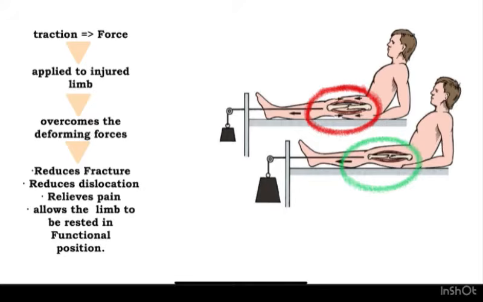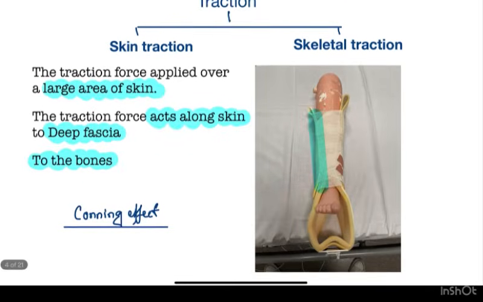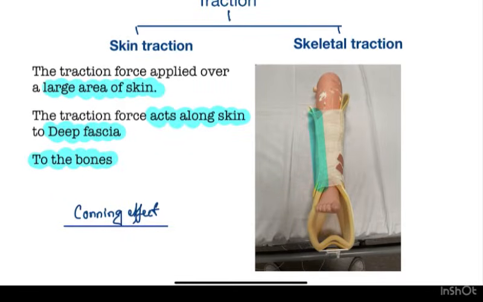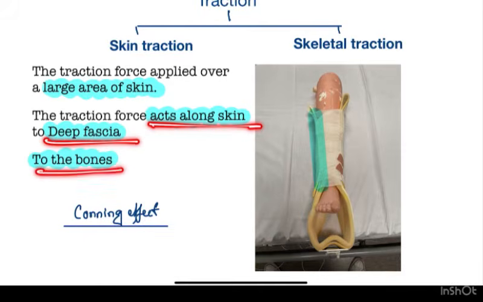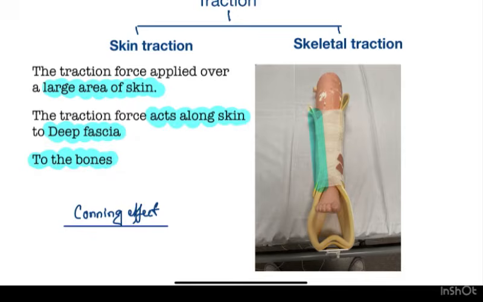What are the ways we give traction? What are the types of traction? Now traction can either be non-invasive, that is skin traction, or invasive, that is skeletal traction. Now in skin traction, the traction force is applied over a large area of skin. The traction force acts along the skin to the deep fascia and then ultimately to the bones. Therefore, the traction in skin traction is applied indirectly to the bones.